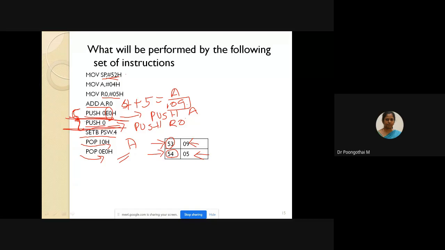So what is setb PSW.4? RS1 will become 1. PSW.4 and PSW.3: this will be 1 and this will be 0. So which bank will be selected? Bank 2.